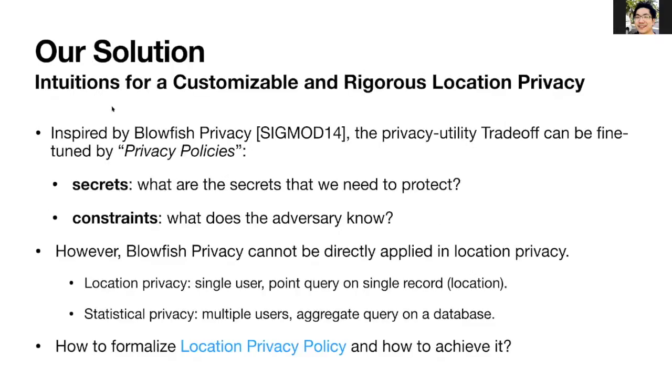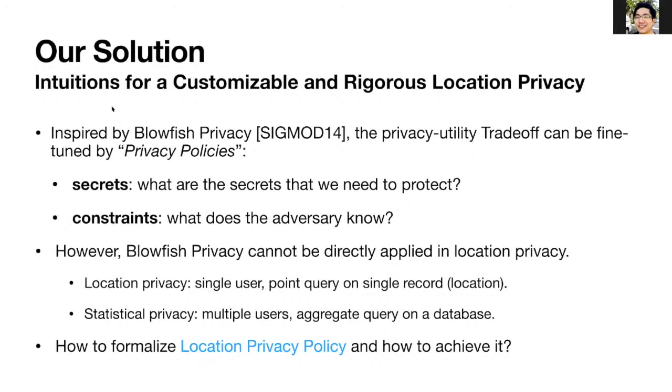Our intuition here is inspired by Blowfish privacy, which is customizable and rigorous statistical privacy. They propose privacy policies, which include the definition of secrets and the definition of constraints. Secrets means what are the secrets that we need to protect. Constraint means what the adversary knows.